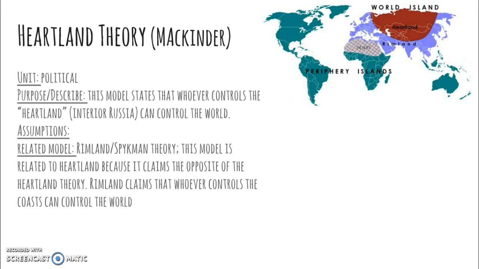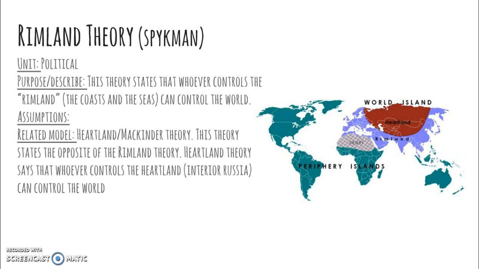The Heartland Theory is in the political unit. It says that whoever controls the heartland, which is interior Russia, can control the world. There's no assumptions. And the related model is the Rimland Theory. It's the opposite of heartland. It says that whoever controls the coast controls the world. The Rimland Theory in the political unit says that whoever controls the coast can control the world. Again, no assumptions. And the related model is the Heartland Theory, because it's the opposite, and states that controlling the land, or interior Russia, helps you control the world.